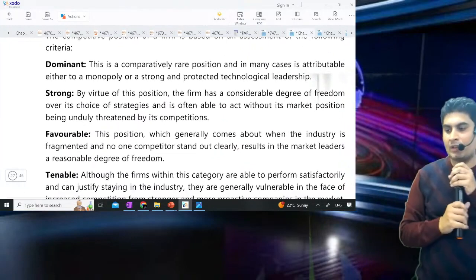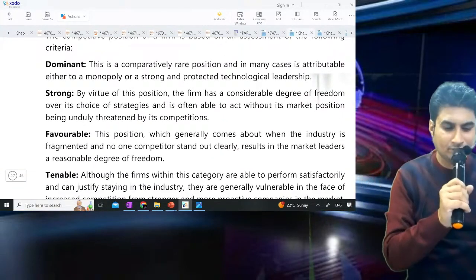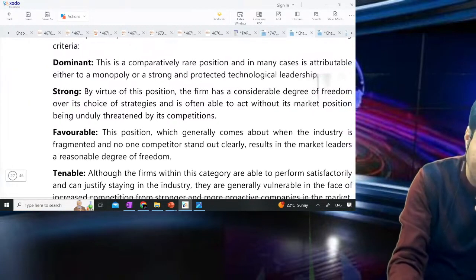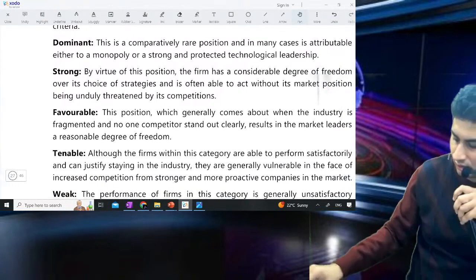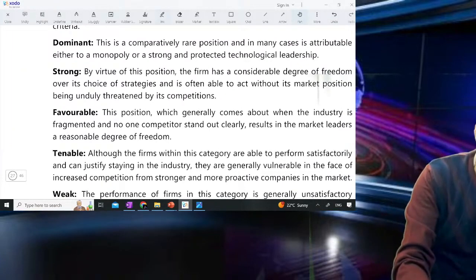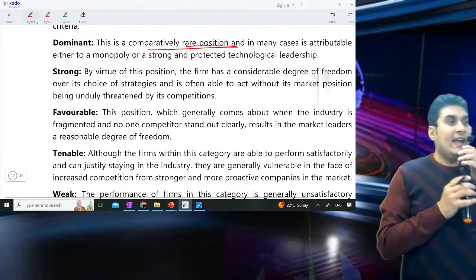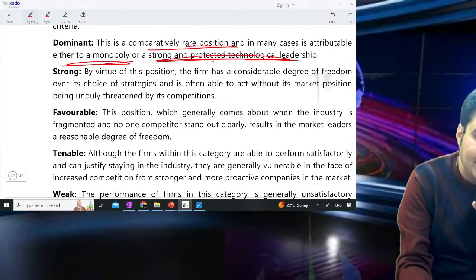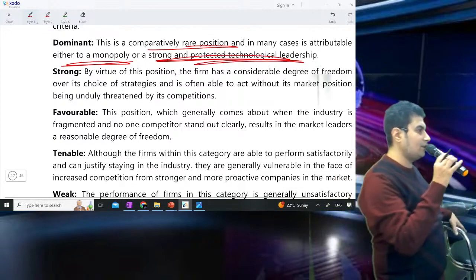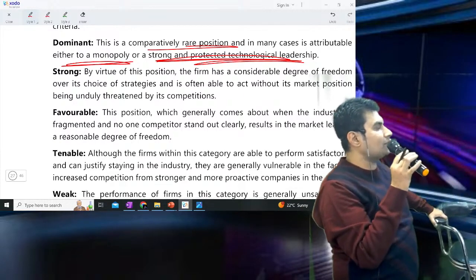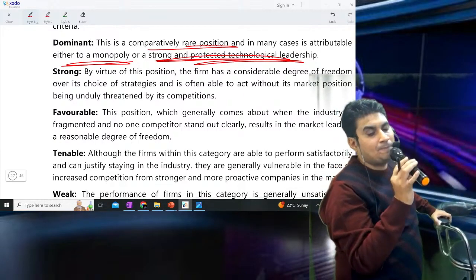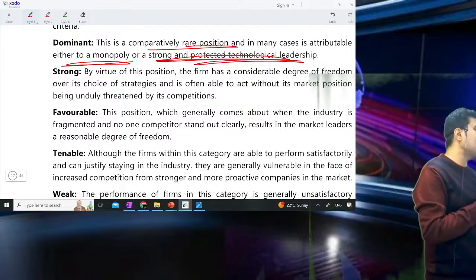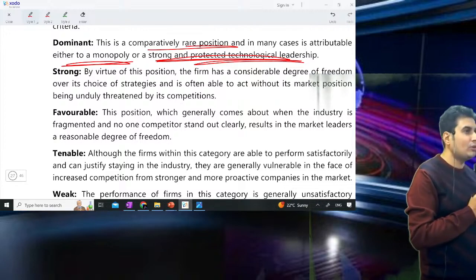Everyone, let's read from here only. Same is written. Tell me, English underline. It is what position? Rare. And in many cases, it is either due to a monopoly and strong and protected technological leadership. Underline three words: rare position, monopoly, strong and protected technological leadership. You have to tell me an example after some time.